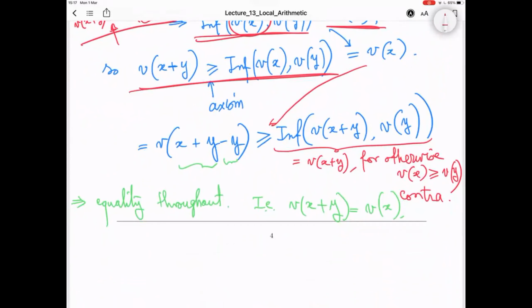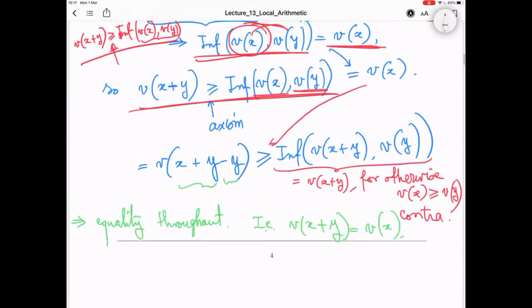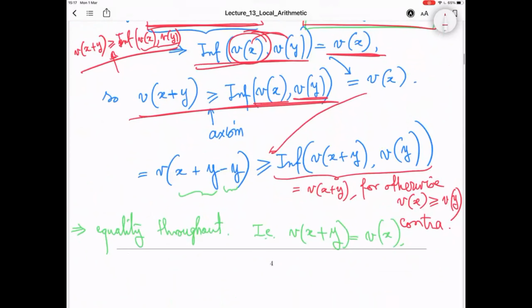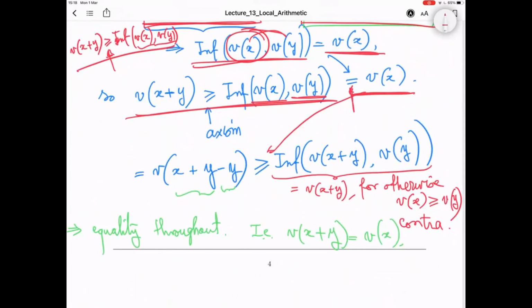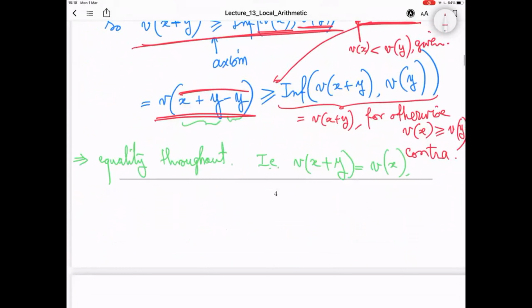The axiom is that V of x plus y is always greater than or equal to the smaller of V of x and V of y. By hypothesis, the smaller of these two is V of x. We are using the hypothesis here that V of x is strictly less than V of y. That's given to us. Now this V of x, I can cleverly write as V of x plus y minus y. I'm adding y and subtracting y. But I again apply that axiom.